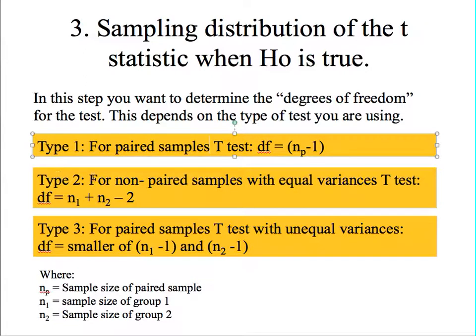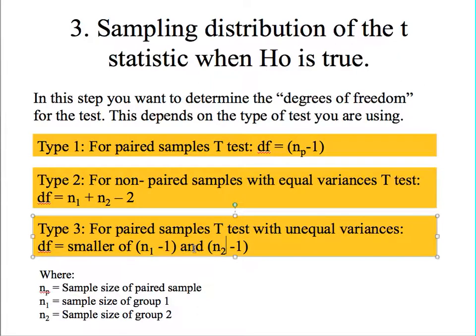For a type 2 non-paired samples with equal variances, the degrees of freedom are given by the sample size for group 1 plus the sample size of group 2 minus 2. And for the t-test assuming unequal variances, the degrees of freedom will be given by the smaller of these two quantities. So you would calculate the sample size for the first group minus 1, and you would also calculate the sample size for group 2 minus 1, and you would pick the smaller of the two, and that will give you your degrees of freedom.